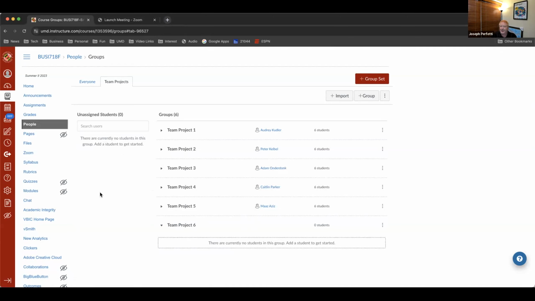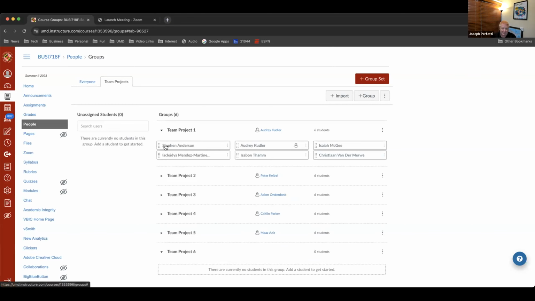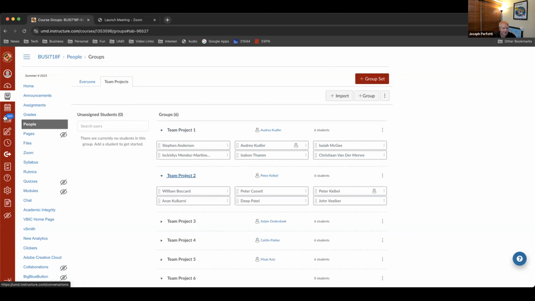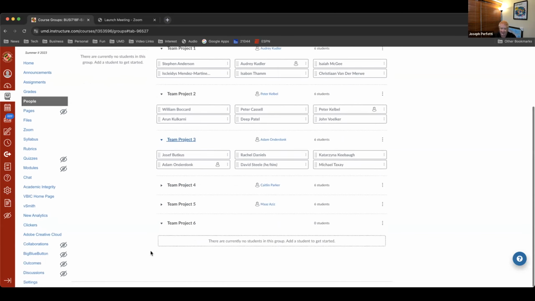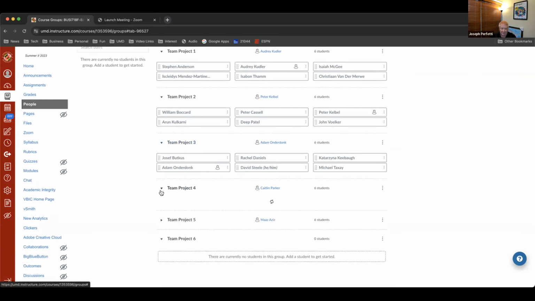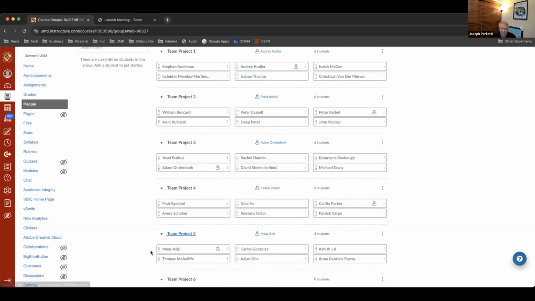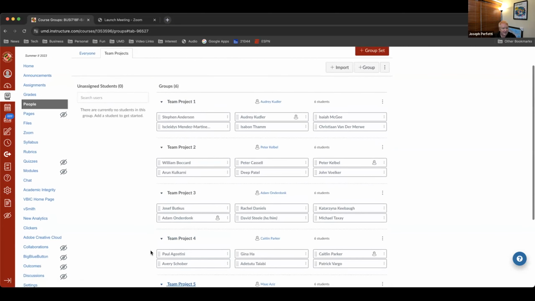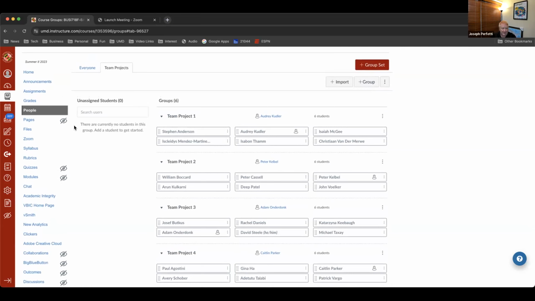If you want to do any trading of teams, we'll need to do that in the next day or so, before people start working as project groups. But otherwise, I kind of randomly assigned you to these teams. So if you go to People, Team Projects, you can see who your teammates are, and I would start to get to know them. So these are the teams. So 5 teams of 6 people.